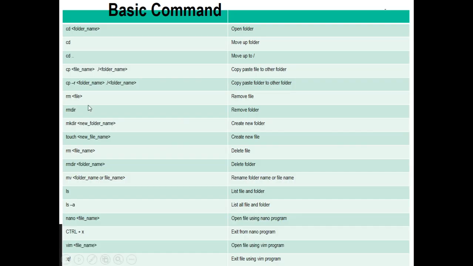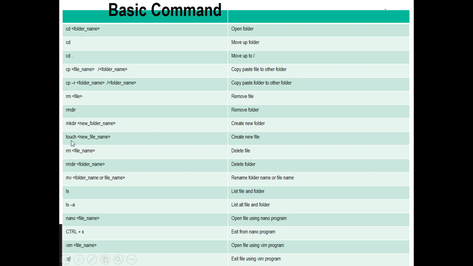So these are the basic commands that we need to know. For example, cd for open folder. If cd only, move up folder. cd dot dot. So we need to zoom in. You can see dot dot. Dot dot means move up. cp means copy paste. From here, this one is referring to the destination. cp -r is if you want to copy paste a folder to another folder. rm removes a file. rmdir removes a folder. mkdir makes a directory.